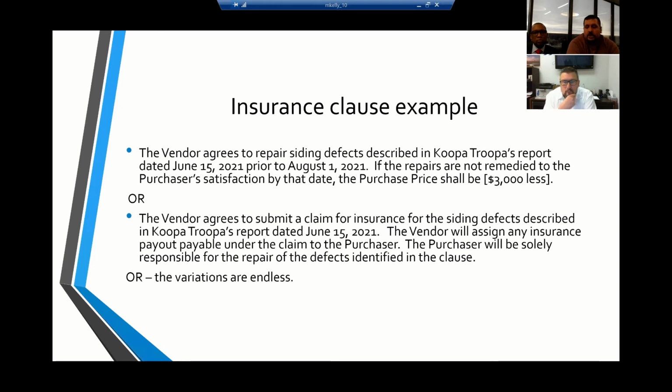And then again, the variations in this case are endless. So you really have to look at understanding what the vendor can do through their insurance, and then what they're willing to do, and then conversely on the purchaser side, what they're willing to put up with, and then lastly, when all that's sorted out, then what your lender is comfortable with is part of that process as well.